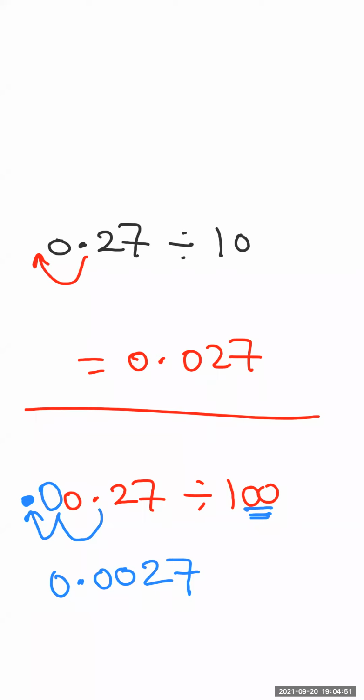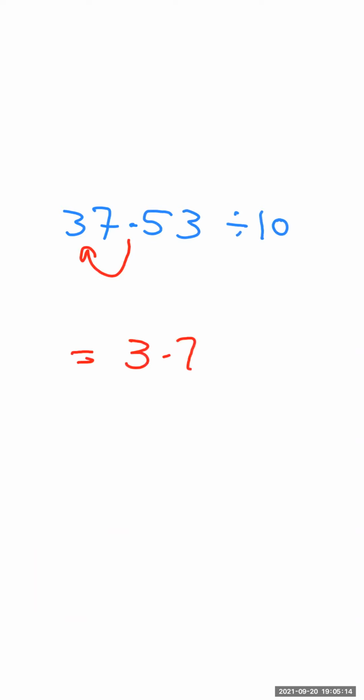Okay, great. One more example like this one. If the number is 37.53 and I want to divide by 10, simply, as we said, dividing by 10 means the decimal point will move to the left one decimal place. So it will be here between 3 and 7. So it will equal 3.753.